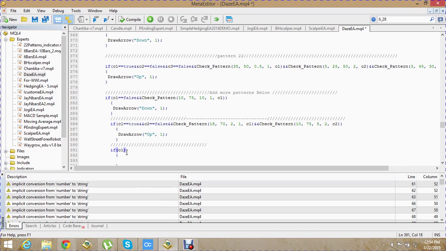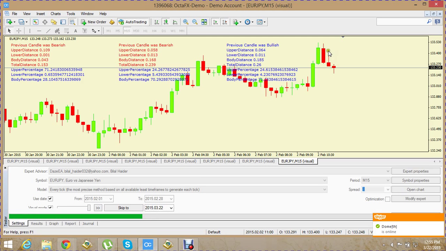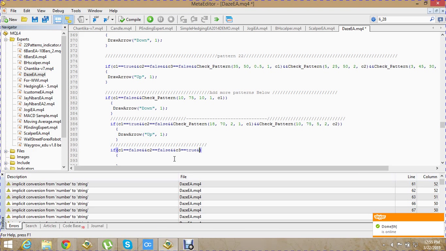C1 is false, C2 is false, and C3 equals true. Okay, and now we'll code the percentages. Let's code the first one, that is check pattern.